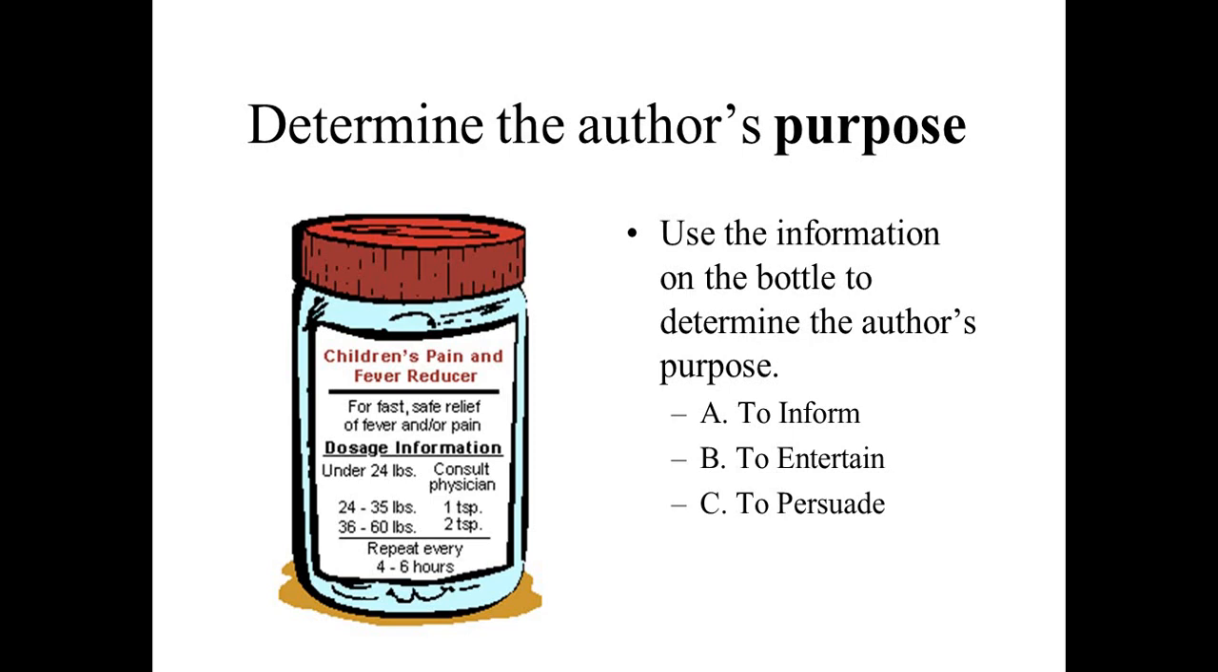Let's do some practice. So use the information on the bottle to determine the author's purpose. It says, children's pain and fever reducer for fast, safe relief of fever and or pain. Tells us that the dosage for under 24 pounds, you must consult a physician. If the child is 24 to 35 pounds, the child should take 1 teaspoon. If the child is 36 to 60 pounds, the child should take 2 teaspoons. And you can repeat every 4 to 6 hours. So what do you think the author's purpose is? Is it to inform, entertain, or persuade?